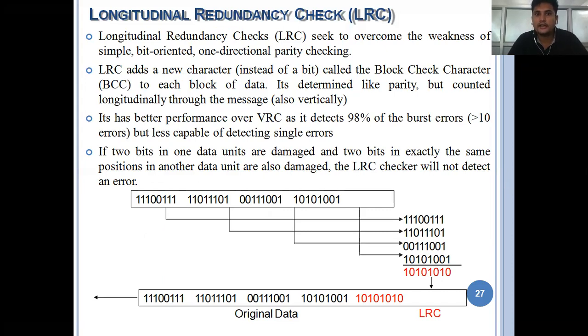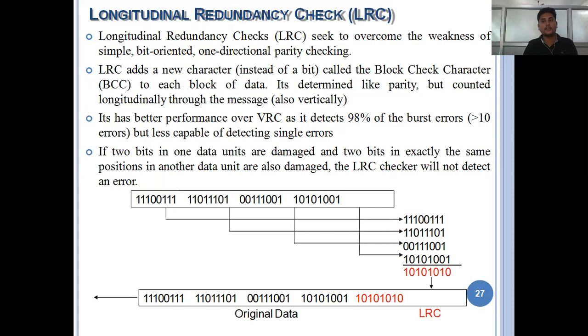So LRC adds a new character instead of a bit, called the block check character, BCC, to each block of data. It's determined like parity but counted longitudinally through the message. It also counts vertically but mainly longitudinally, so the total number is counted here. It has better performance over VRC as it detects 98% of burst errors.